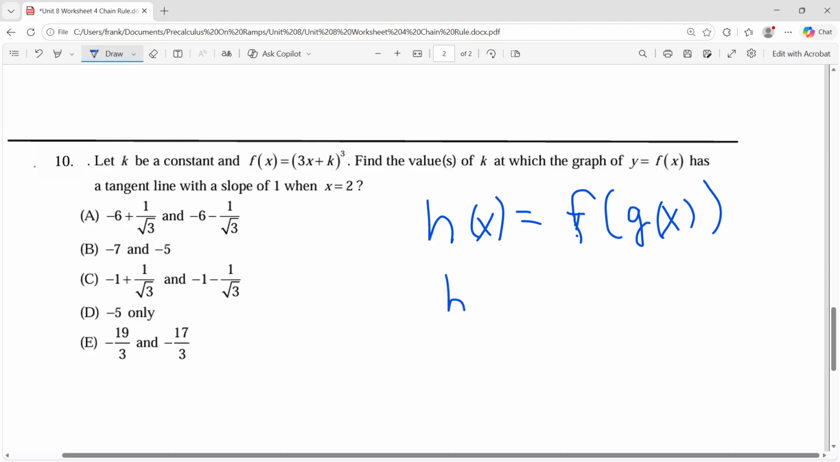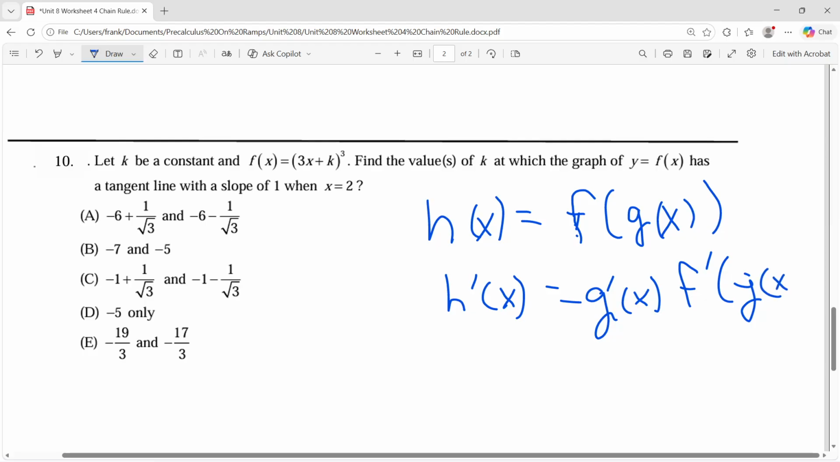Then h prime of x is the derivative of the inside, which is g prime of x, times the derivative of the outside, f prime of g of x. And you can have function after function nested together. You just have to go inside, outside. Some people go outside to inside, but you've got to take the derivative of this and then the derivative of this whole thing and multiply them together.